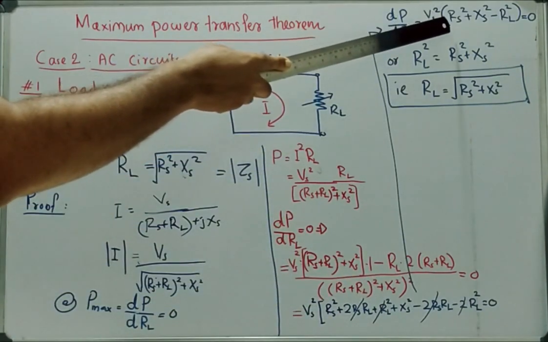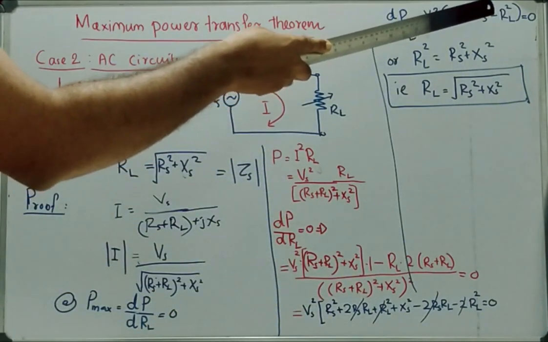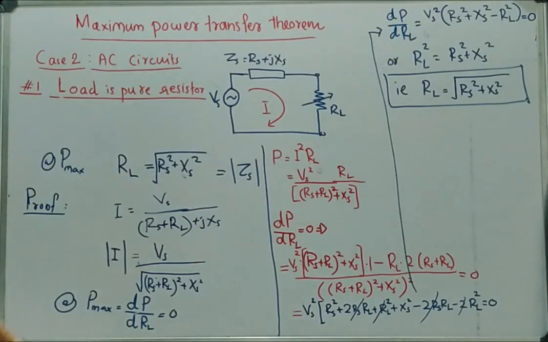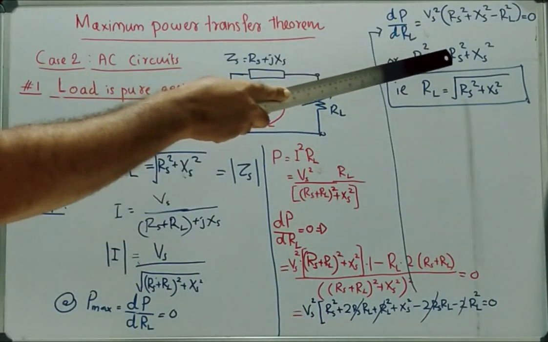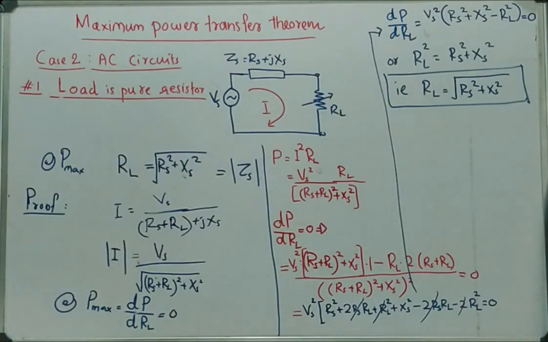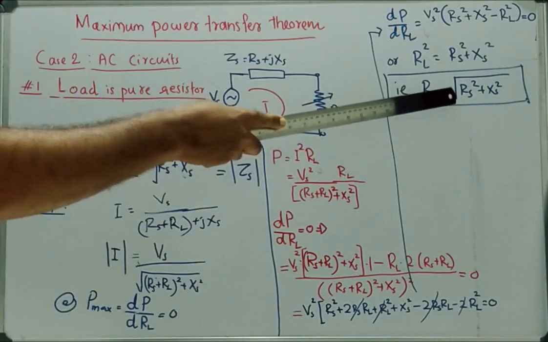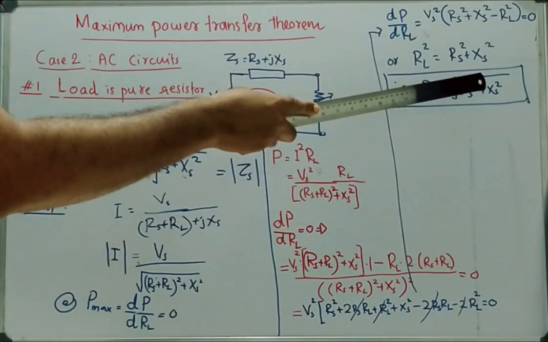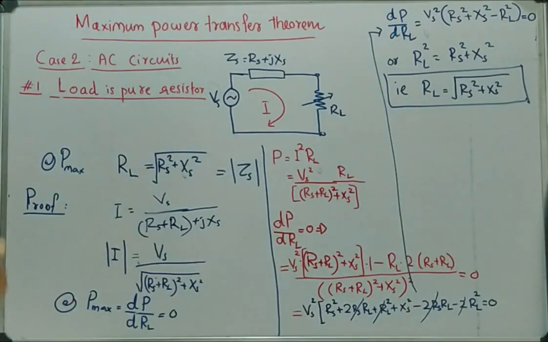So the possible condition is Rs square plus Xs square minus RL square is equal to 0, or RL square is equal to Rs square plus Xs square, or RL is equal to root of Rs square plus Xs square, which is nothing but the mod of Zs.